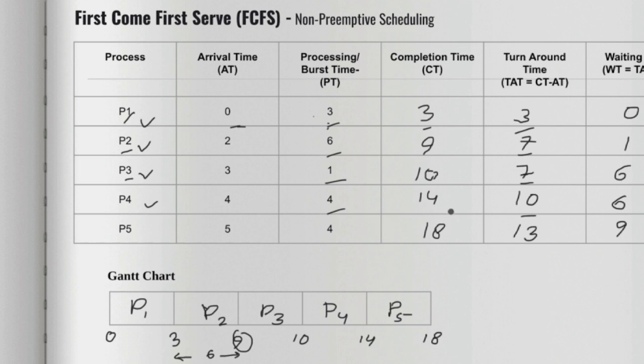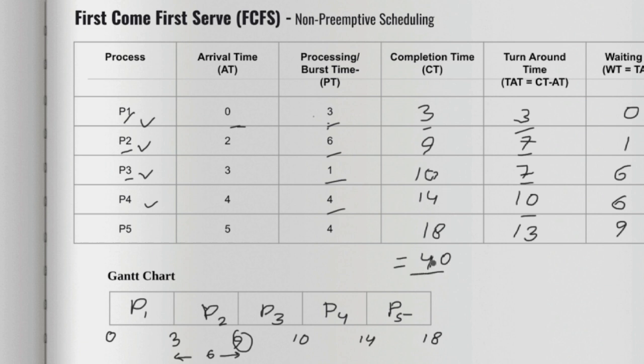Now, if you want to calculate the average, what will be the average completion time? We'll go ahead and make a total of this. We calculate 18 plus 14 plus 10 plus 9 plus 3, and that becomes a total of 40. To calculate the average, you make a total and divide by the count.